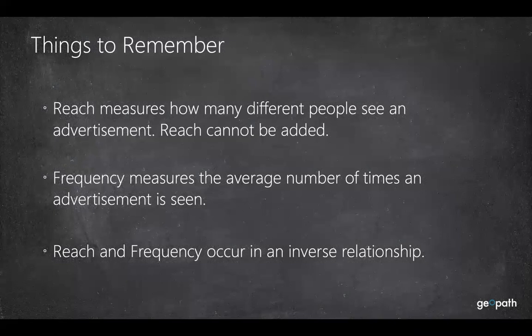Frequency, again, is the average number of times that the advertisement is seen. That's found by the number of times it's individually seen, and then the average is taken. And like I said a minute ago, they are in an inverse relationship with each other. So generally when one is optimized or favored, the other is less favored.